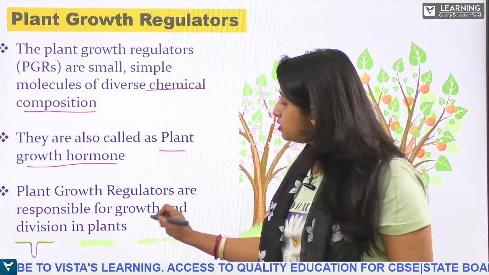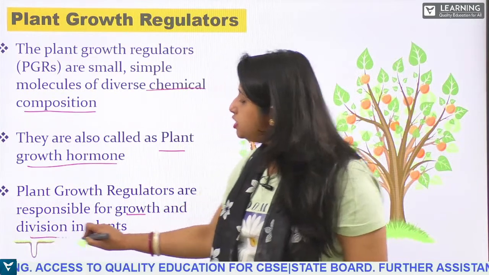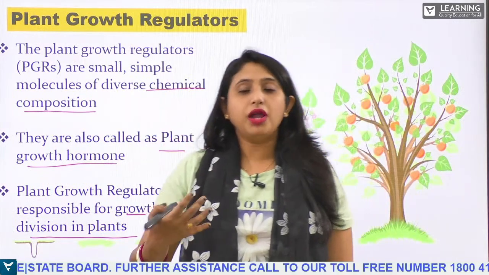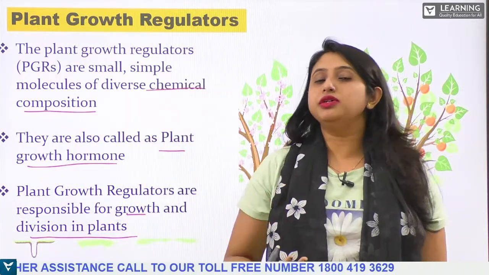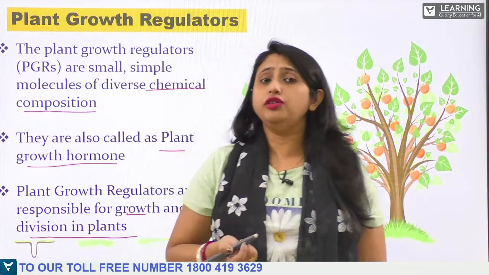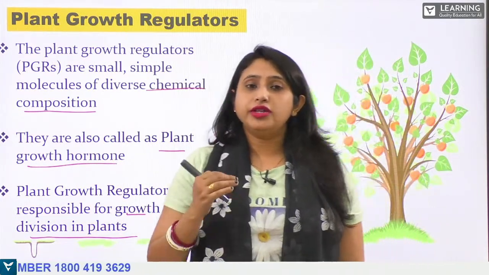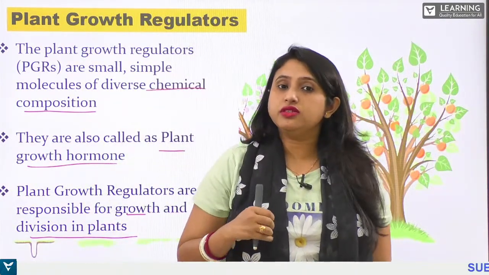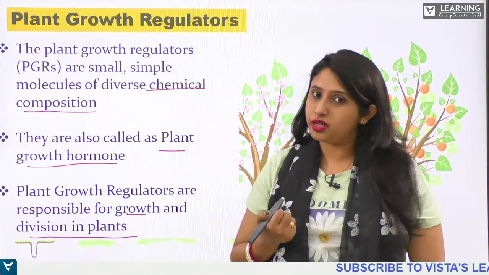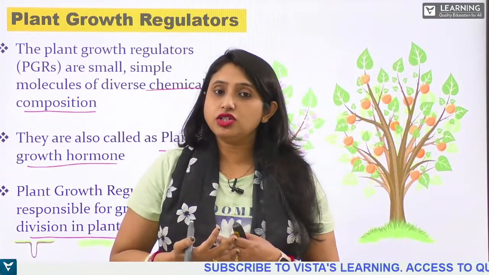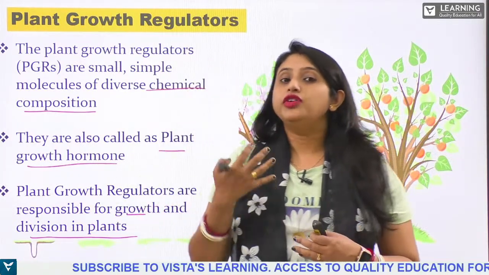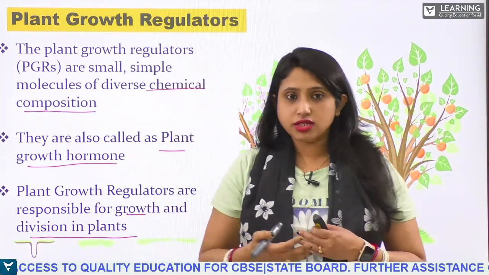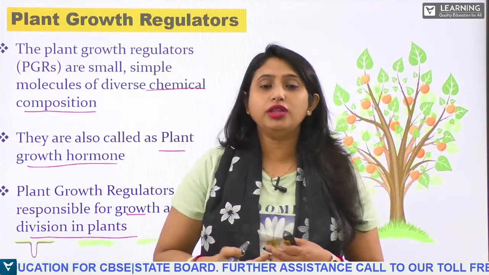Now, plant growth regulators are responsible for growth and division in plants. Because of them, the plant is able to grow and divide properly. You know that in plants there are various tissues like the meristematic tissue and the permanent tissue. Meristematic tissue helps in rapid growth of the plants, as the cells continuously divide. For the division of the cell also, they need a particular hormone, that is auxin. So it helps in growth and division.